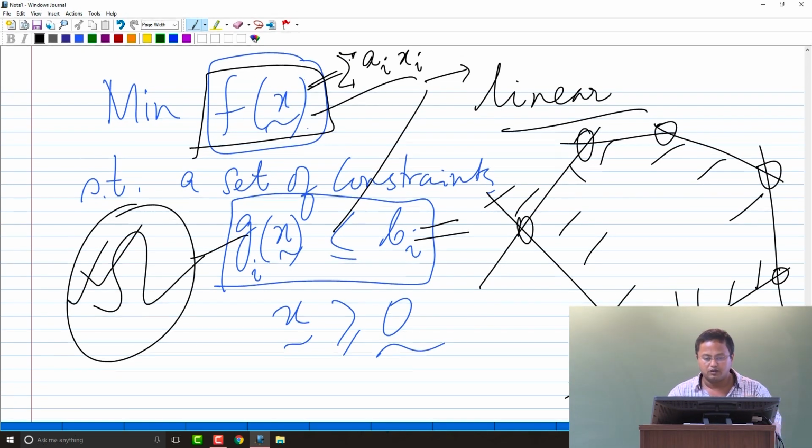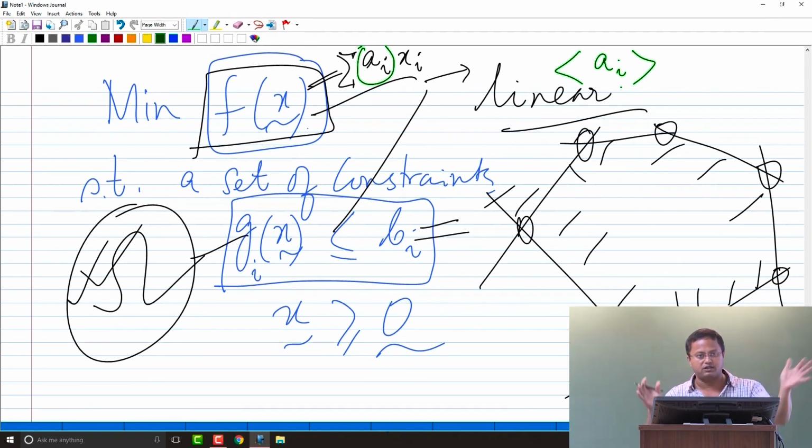Fine. So, essentially if you take this out, just look at this as a vector. You have all these coefficients of that linear function. So, that would essentially give you a vector. So, you are essentially looking at the extremum point inside this convex region in the direction of that vector.